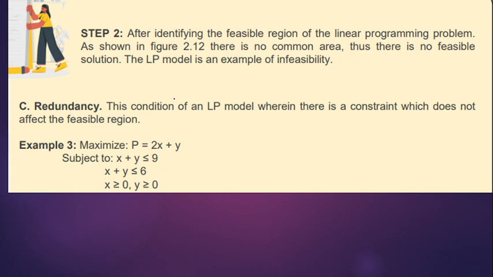Okay. So, after identifying the feasible region of the linear programming problem, there is no common area. Thus, there is no feasible solution. So, the LP model is an example of the infeasibility. Next naman is the redundancy.